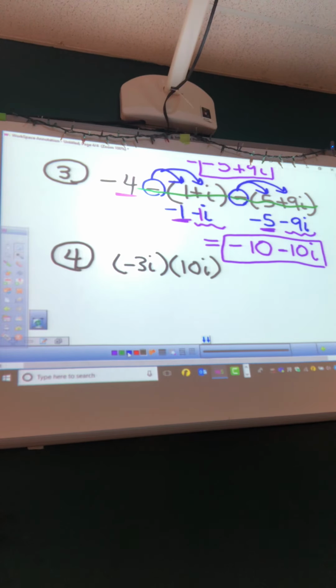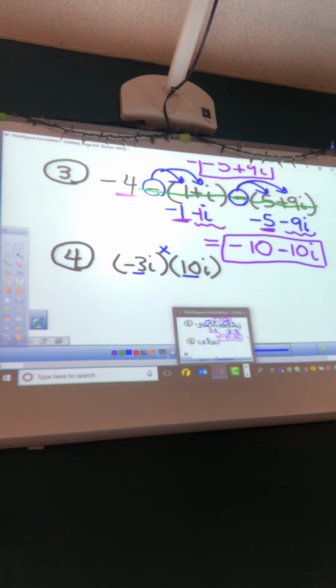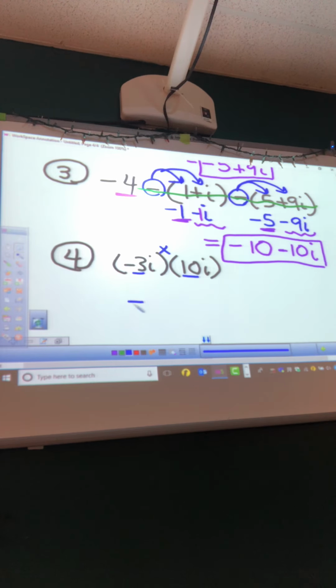So when I think about multiplying this, I'm thinking about negative 3 times 10. And negative 3 times 10 is what? A negative 30. When I look at my i times this i, it's like x times x. What do you get? i squared. Again, noticing that the parentheses were butted up to one another, we didn't have a plus or a minus in between, so that is an indication of multiplying.